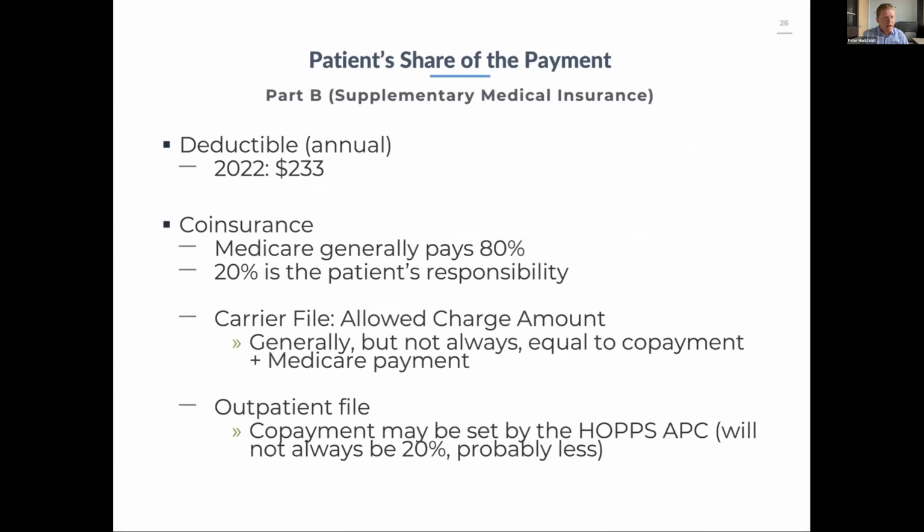So the next, moving to the beneficiaries' share of the payment. When you're thinking about these outpatient facilities, this falls under Part B as well, whereas the inpatient facilities are Part A.